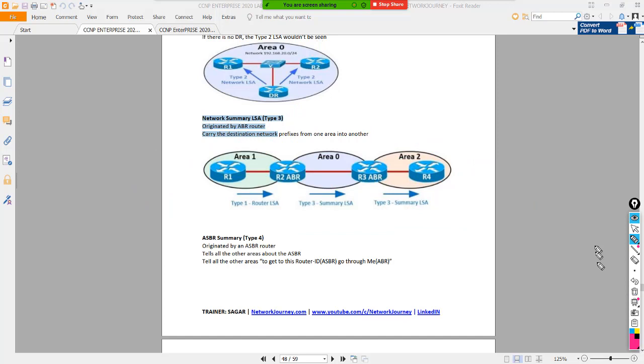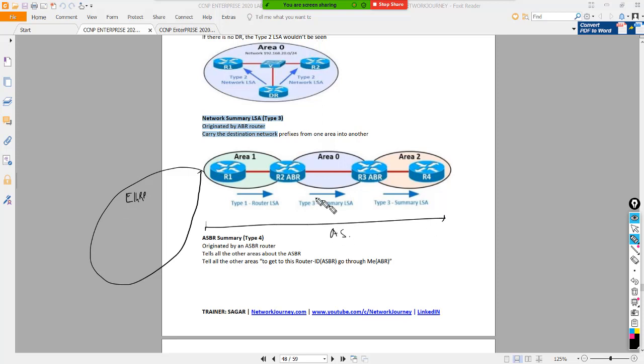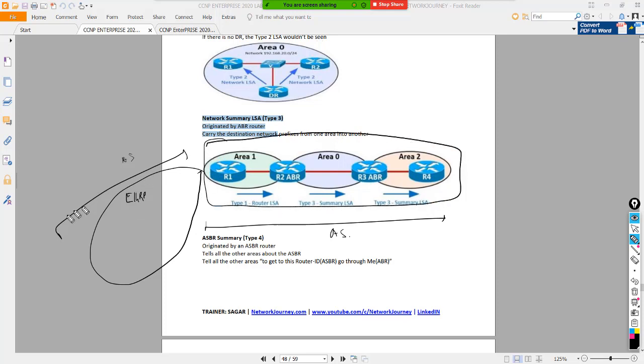Now let's come out of the OSPF scenario. Let's say I have EIGRP now. There are two different things here. This would be one autonomous system, and this would be another autonomous system. So in this scenario, this is completely OSPF, and this is an external routing protocol.